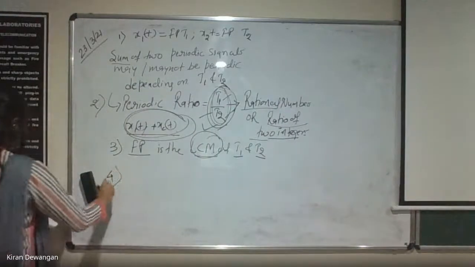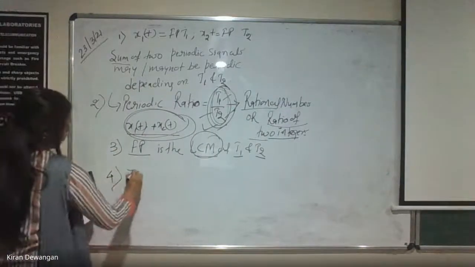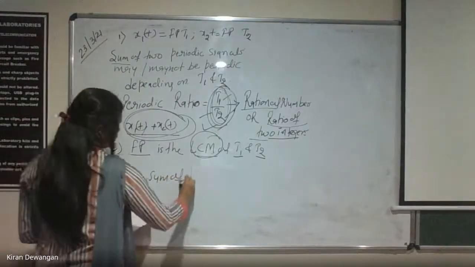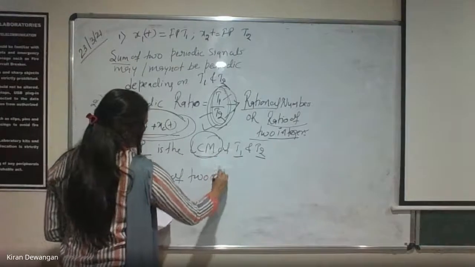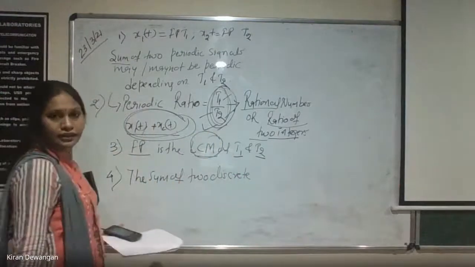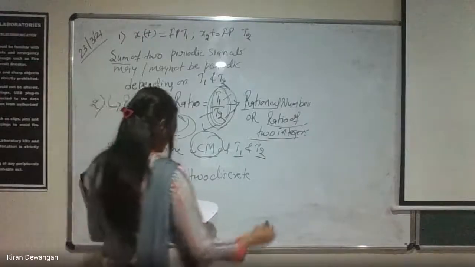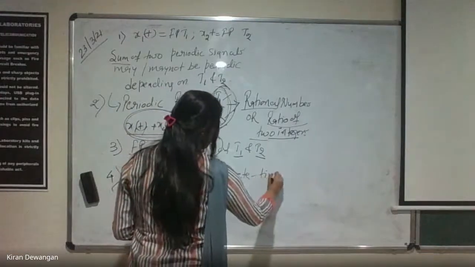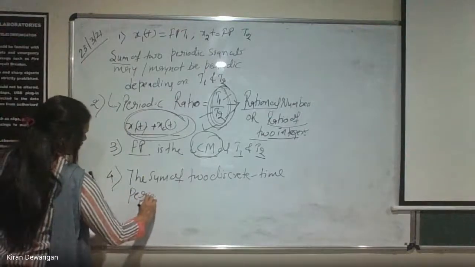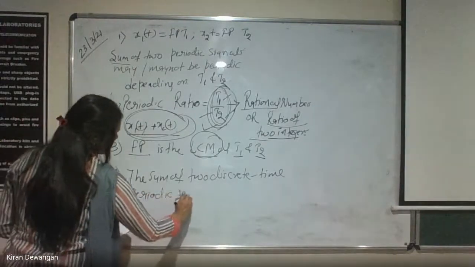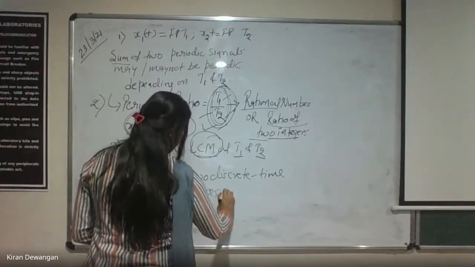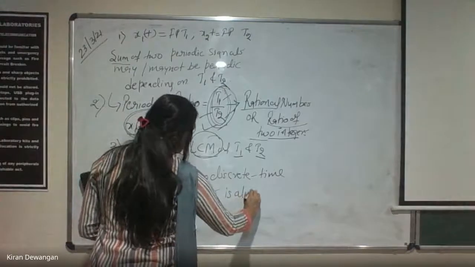That is an important point. The sum of two discrete time periodic sequences is always periodic. Now till here we were talking about continuous time.